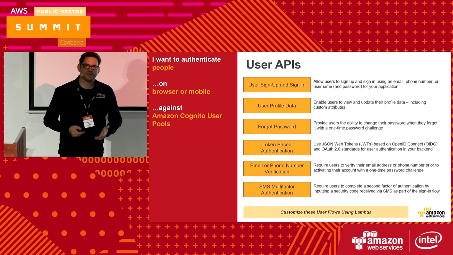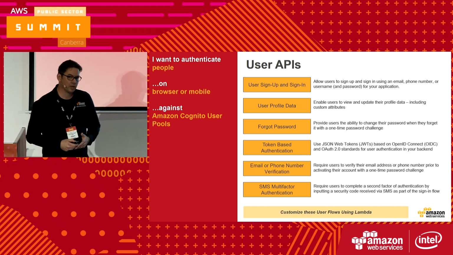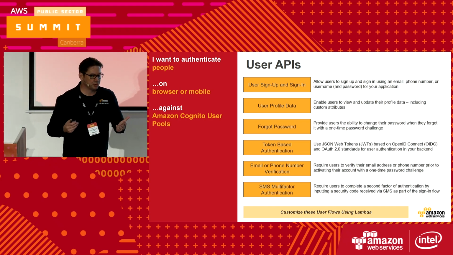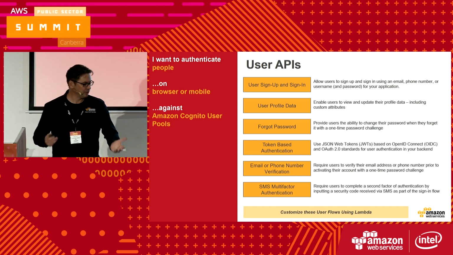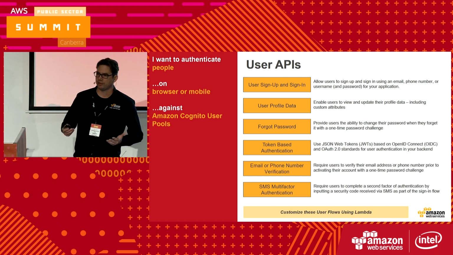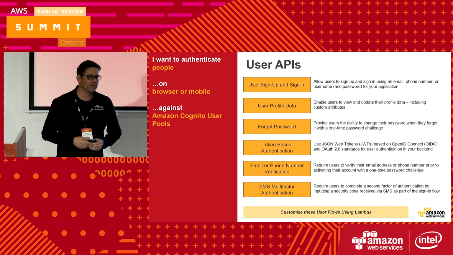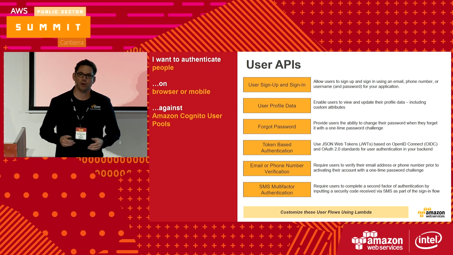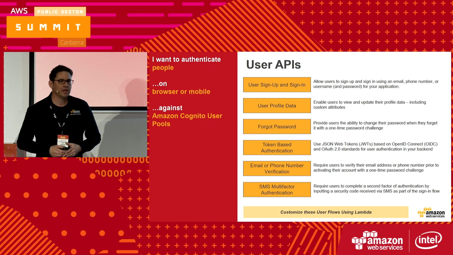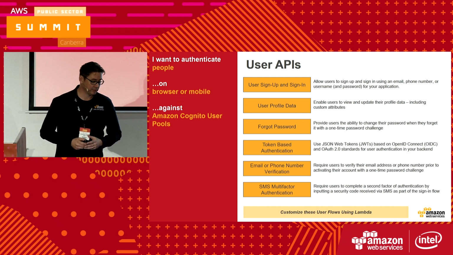We've got a comprehensive set of user APIs for you to build your own user interfaces, to enable users to sign up and sign in, to manage user profile data, to implement forgot password functionality, to provide token-based authentication for your applications, to provide email and phone number verification, and SMS multi-factor authentication, all out of the box. And all these user flows can be customised and extended with Lambda, and we'll go through that in a second.